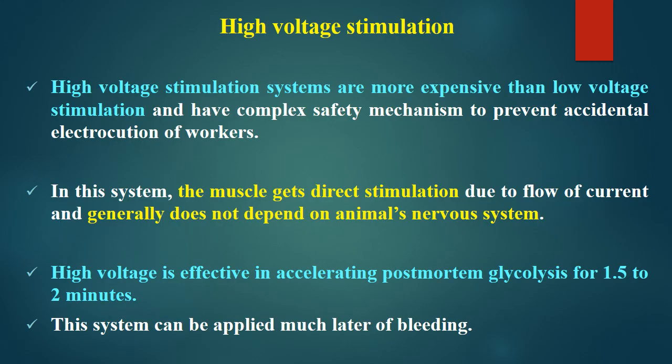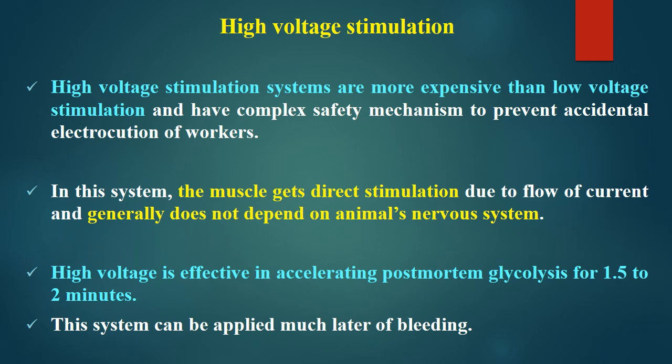Now we will discuss some details about high voltage stimulation. High voltage stimulation systems are more expensive than low voltage stimulation and have complex safety mechanisms to prevent accidental electrocution of workers. So this is more expensive and more risky, so it needs special safety mechanisms, that's why it is more costly. In this system, the muscle gets direct stimulation due to flow of current and generally does not depend on the animal's nervous system. So here the voltage is very high, there is a direct flow of current, so it is not necessary to have the support of the nervous system.